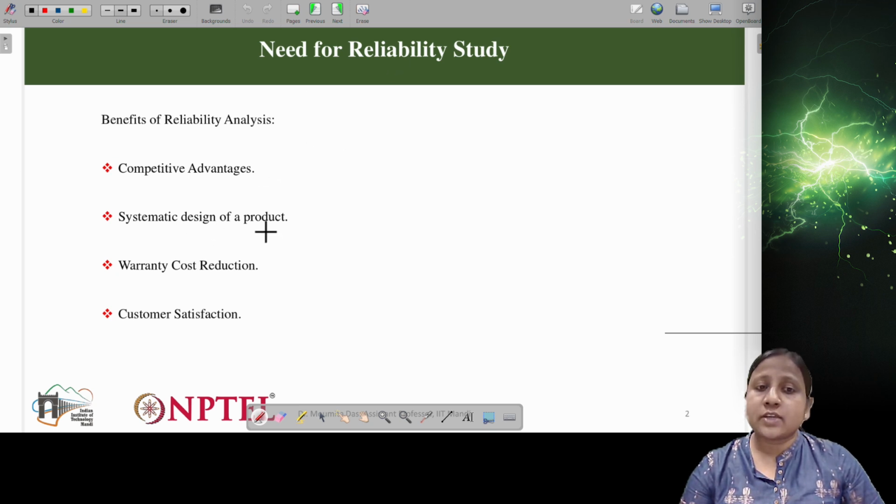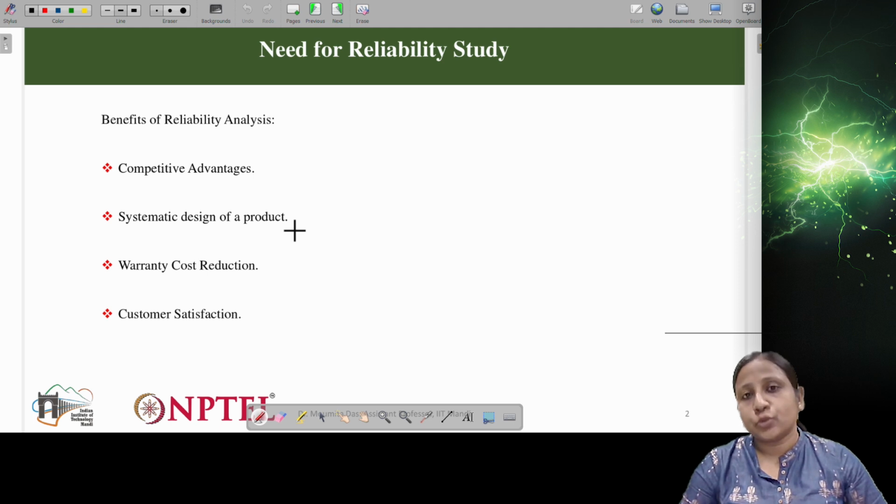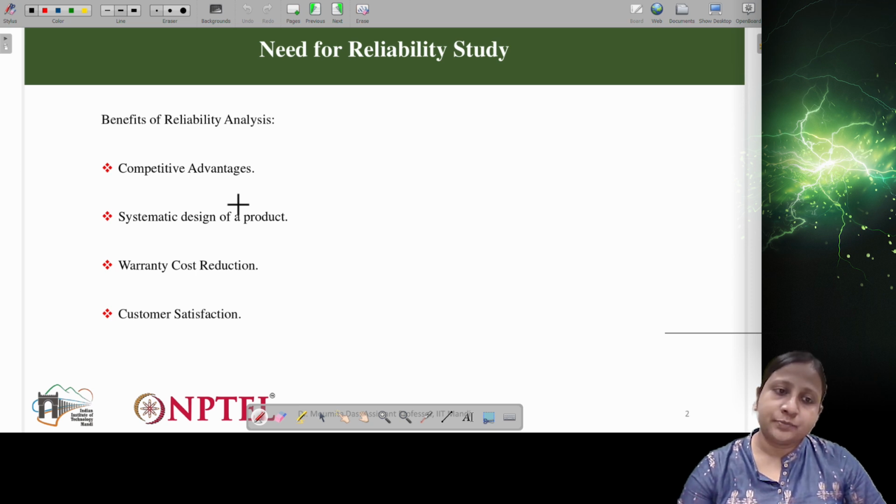Then the systematic design of a product. How the product should be designed, what approach we need to use for any new system, what modifications we need to do, what method we can apply in any system. That kind of design approach can be evaluated through this reliability analysis.